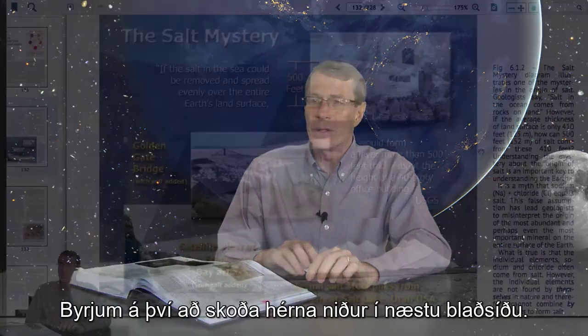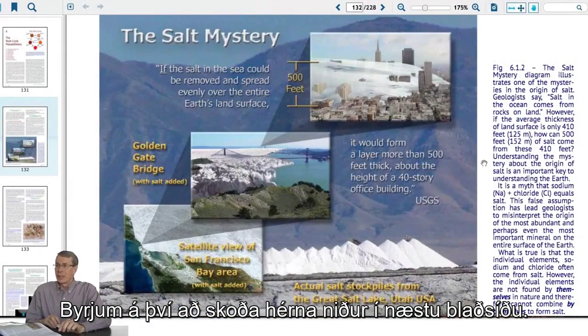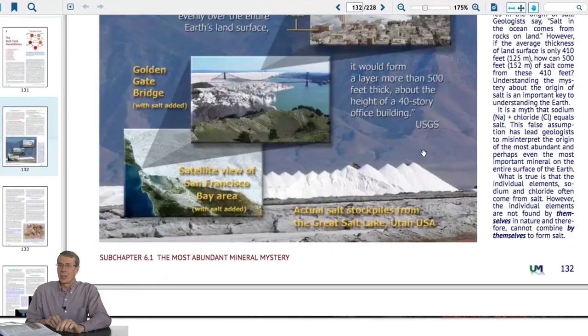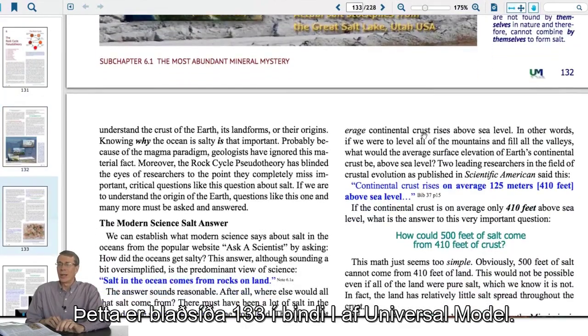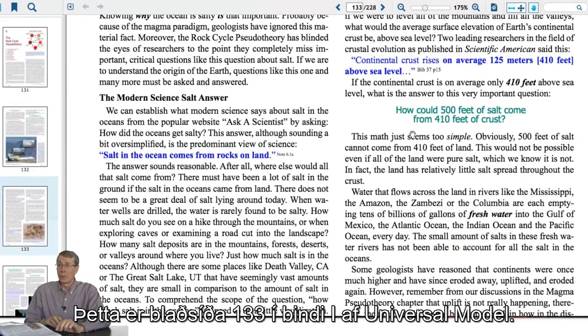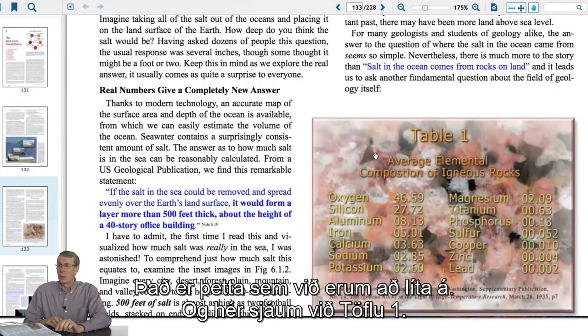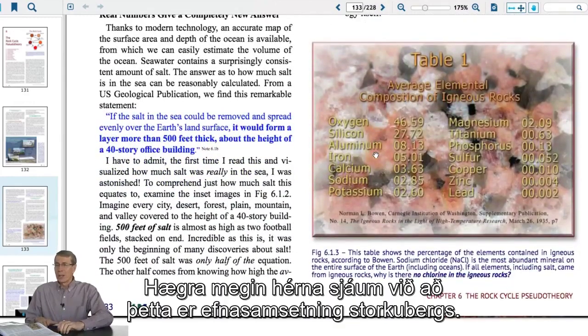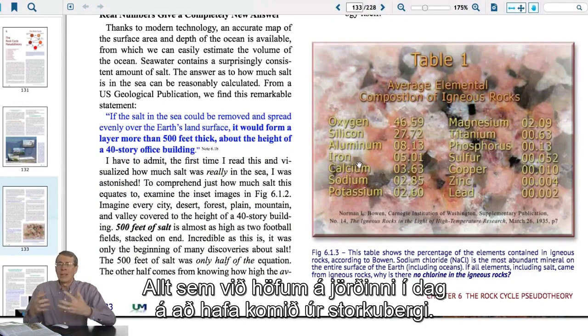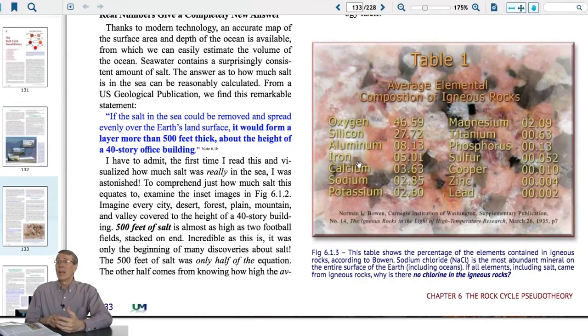Let's take a cruise down to the next page. This is page 133 of The Universal Model, the first volume, by the way. And here we see table 1. Down here on the right-hand side, we see the elemental composition of the igneous rocks. So everything that we have on the earth today is supposed to have come from the igneous rocks.